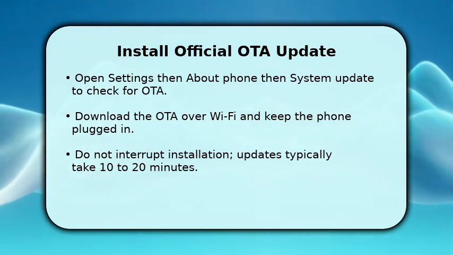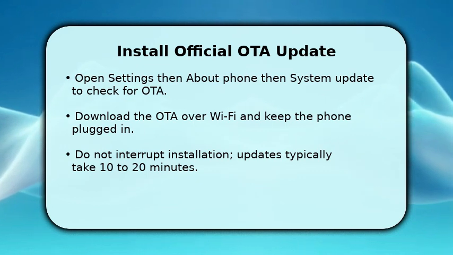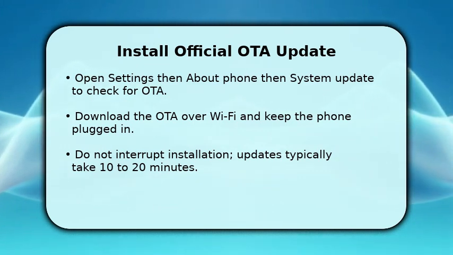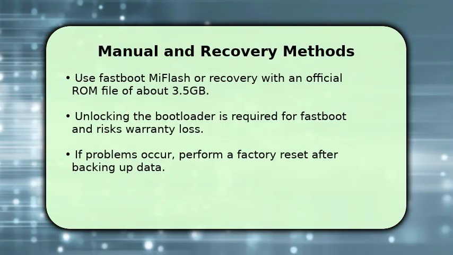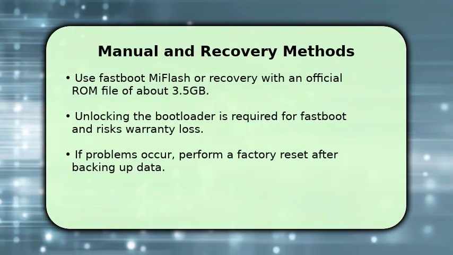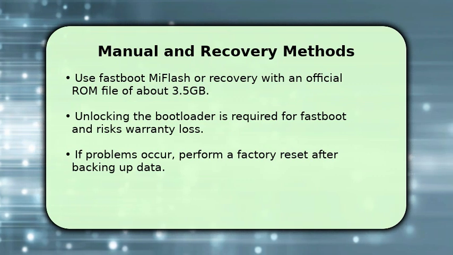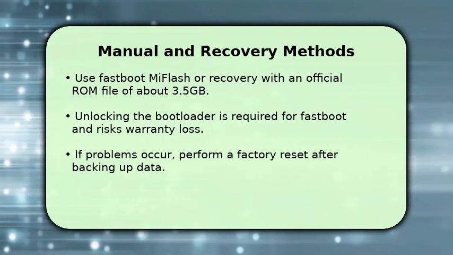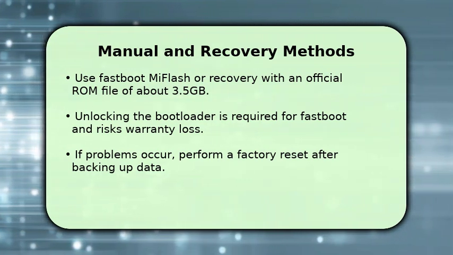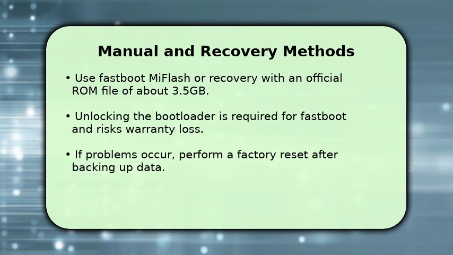For manual updates, use recovery or fastboot tools with an official ROM file. Download the correct ROM for Redmi 9 Power. Files are often around 3.5 GB in size. Use Mi Flash in fastboot mode or apply update.zip from recovery using an ADB sideload.